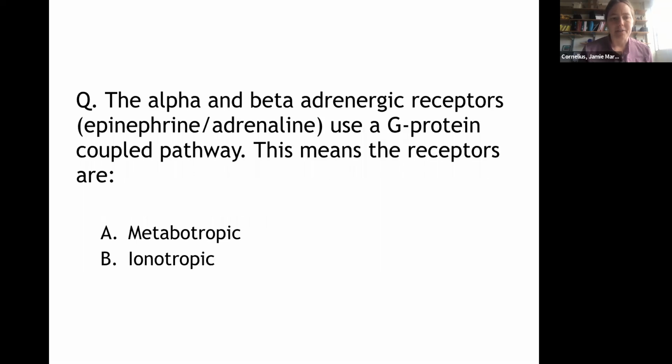The alpha and beta adrenergic receptors, epinephrine, adrenaline, use a G protein coupled pathway. So that means that the receptors are, hopefully you came up with metabotropic. So just remember that G protein coupled pathways involve a lot of proteins, and that is a metabolic pathway, so it's metabotropic.